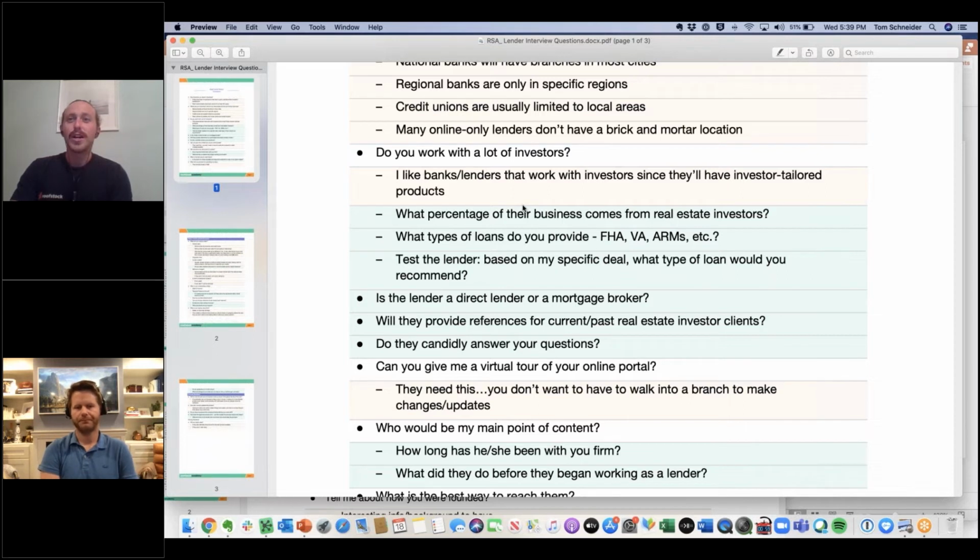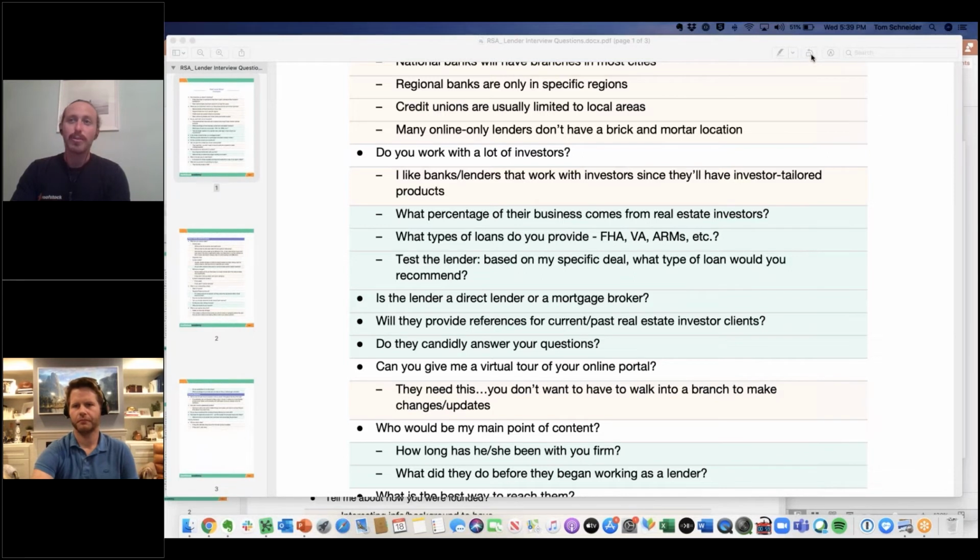So is the lender a direct lender, or are they a mortgage broker? Will they provide references for current or past real estate investor clients? Do they candidly answer your questions, or are they shifting you around and not really being direct with you? Then ask about a virtual tour of their online platform. Every lender you work with should have an online portal. It's 2020. If you can't access this stuff online, I personally would go in a different direction.